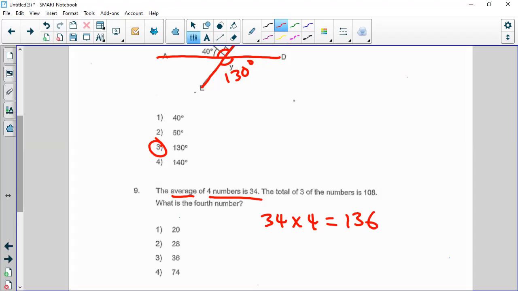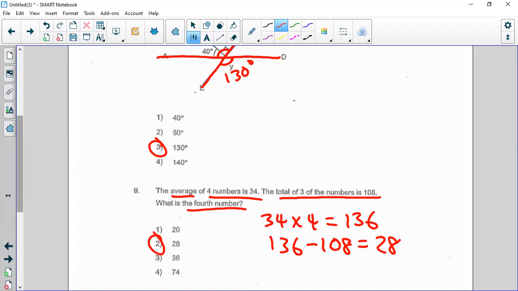And the total of 3 numbers is 108. So what is the 4th number? You take the total of all the numbers minus the total of the 3 numbers, and you get the fourth number, which is 28. So your fourth number is 28.